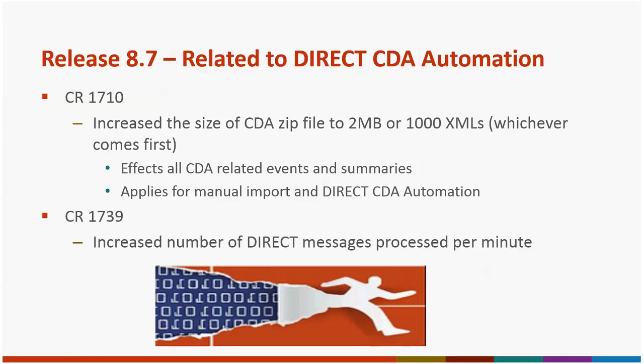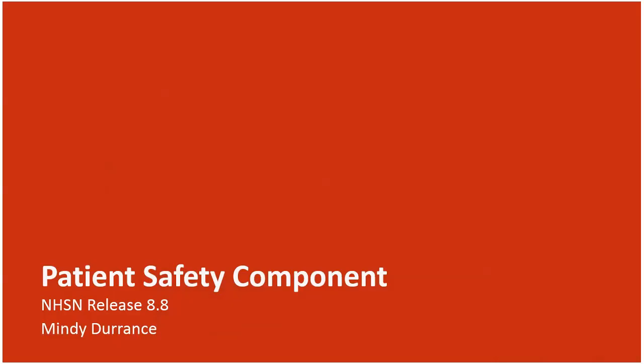For CR 1739, hopefully you did notice some changes and an increase in the speed of direct messages being processed. This was included in a couple of our previous deployments, and we are making more maintenance and other changes to this as well. So hopefully the messages being processed per minute should increase. Again, this is also based on how many messages are in the queue. So of course, the more there is, the slower it might be, but the less there is, the faster it should come across. All right, and I will hand it over to Mindy.